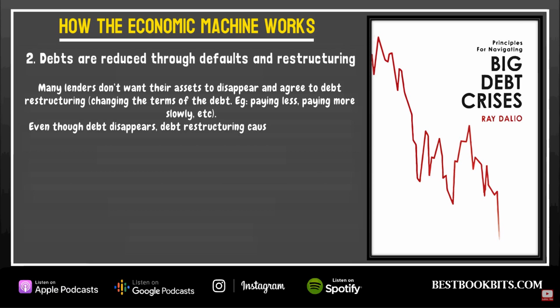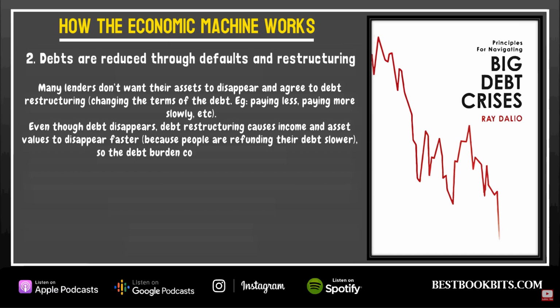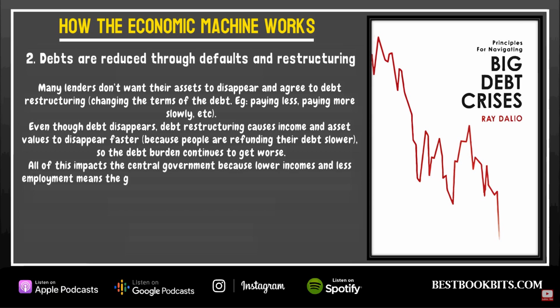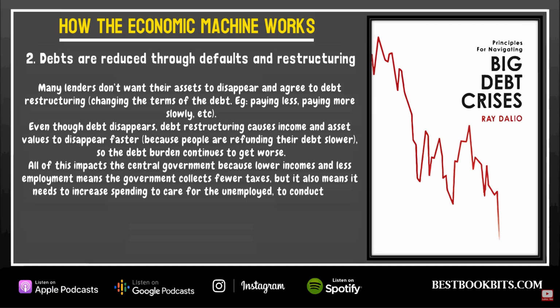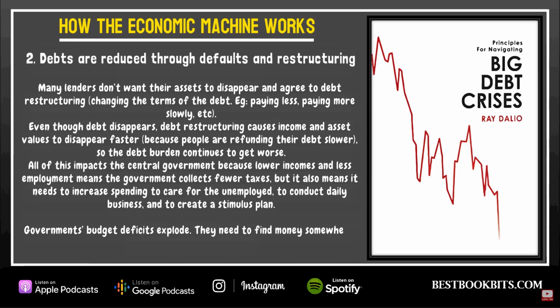Even though debt disappears, debt restructuring causes income and asset values to disappear faster because people are refunding their debt slower, so the debt burden continues to get worse. All of this impacts the central government because lower incomes and less employment means the government collects fewer taxes, but it also means it needs to increase spending to care for the unemployed, to conduct daily business, and to create a stimulus plan. Government's budget deficits explode. They need to find money somewhere, which leads to the third point.